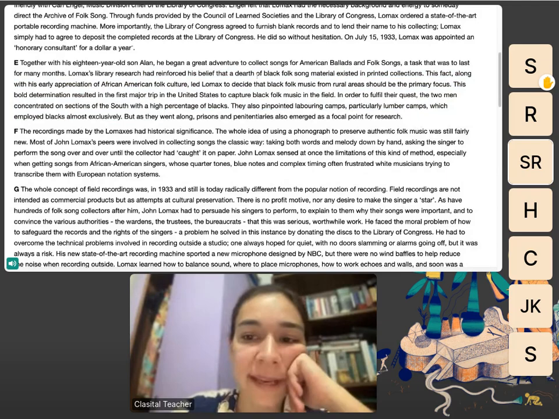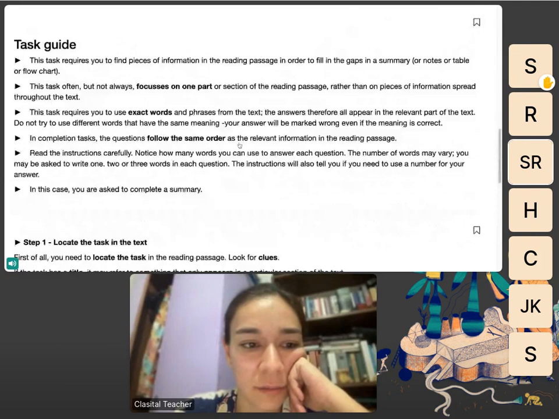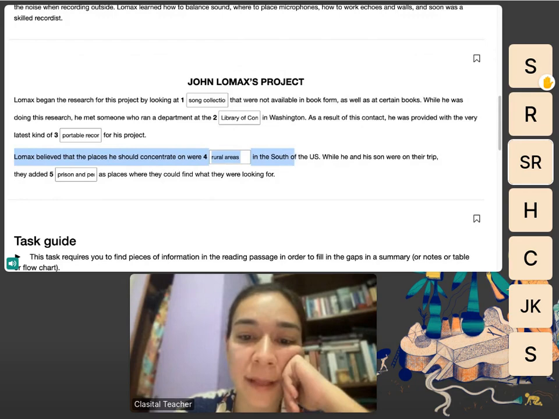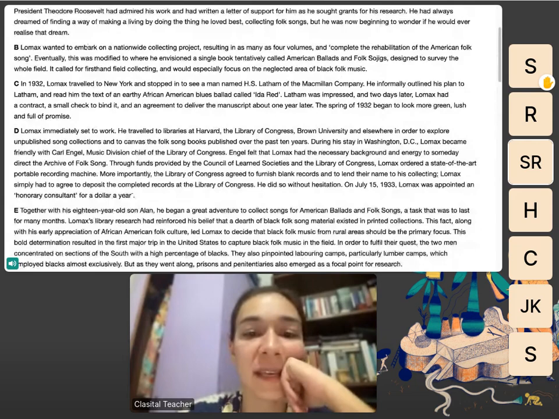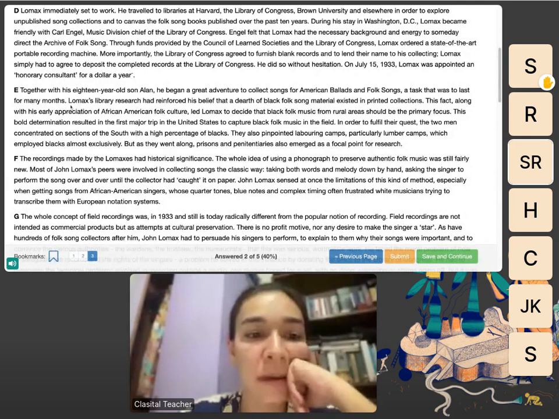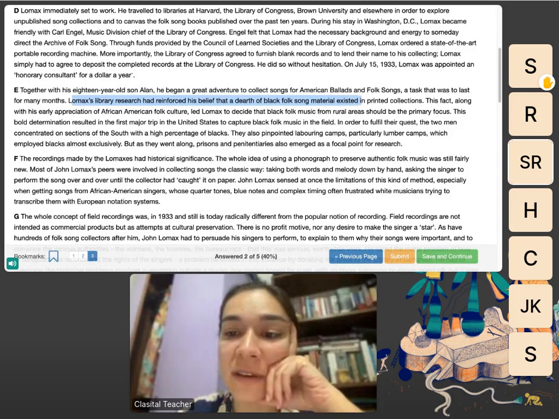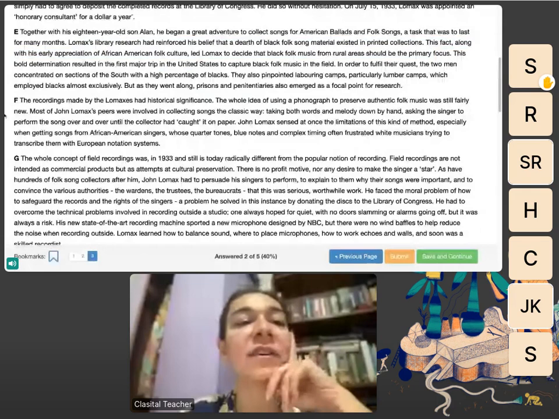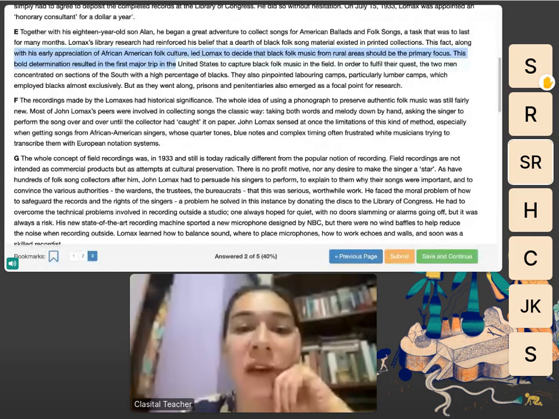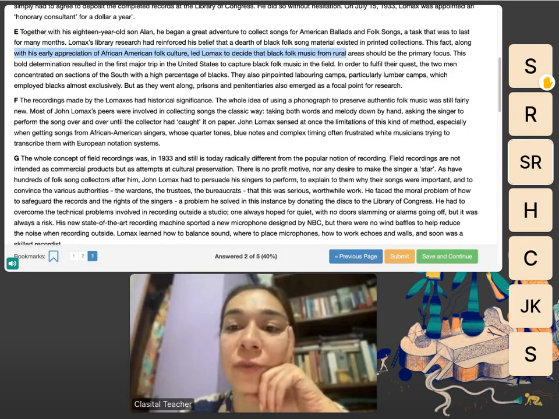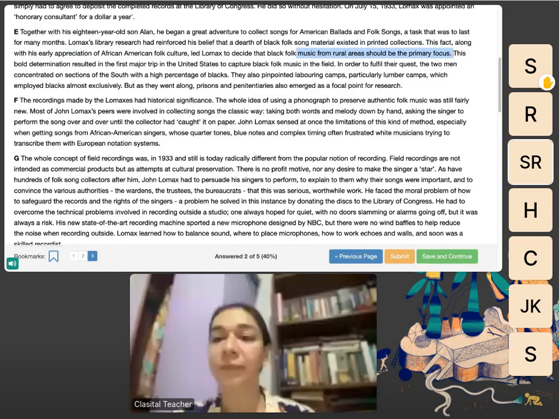Mm-hmm. Okay, I am taking it from here. Let me see the question again. Lomax believed that the places he should concentrate on were in the south of the US. It was in E. Let me take it from here. Lomax's library research had reinforced his belief that a third of Black folk song material existed in the printed collections. This fact, along with his early appreciation of African American folk culture, led Lomax to decide that Black folk music from rural areas should be a primary focus. From here, I have primary focus.